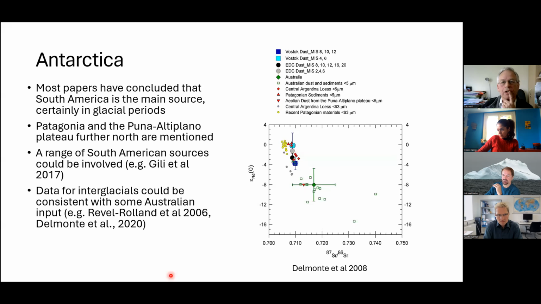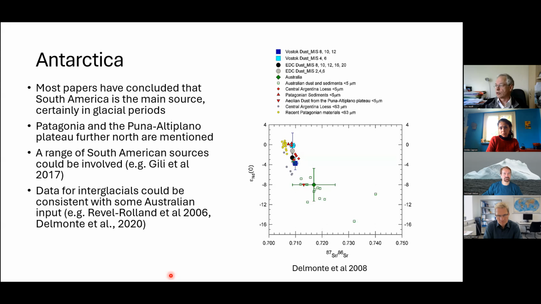For Antarctica, it's again neodymium and strontium isotope plots. Most papers have concluded that South America is the main source, certainly in glacial periods. Patagonia and the Puna Altiplano Plateau further north are mentioned. There's a range of South American sources that could be involved, and there have been more recent papers suggesting that.